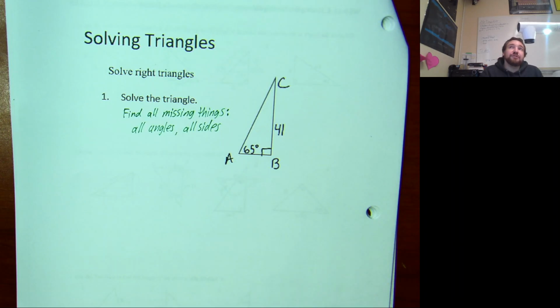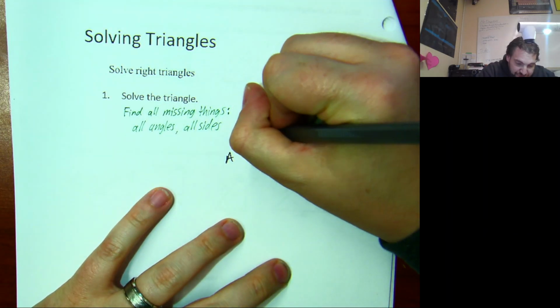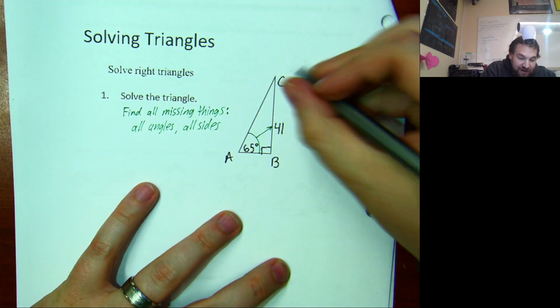This guy here, I've got triangle ABC. We've got an angle of 65 degrees in the bottom left-hand corner. And we know that one of the sides is 41. Does anyone have an idea of how you would like to proceed? Okay, so you're saying, we have 65 degrees here, and you're suggesting, Rebecca, that this side here is the opposite side.